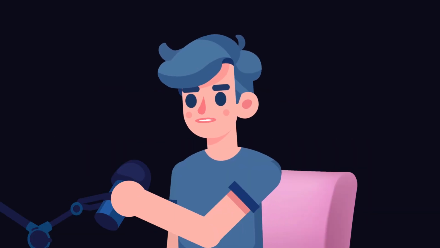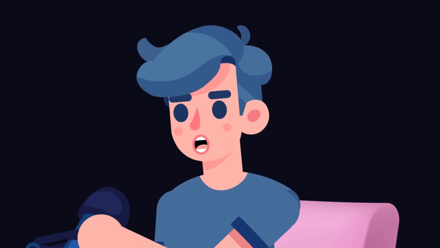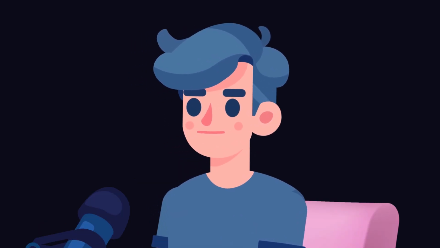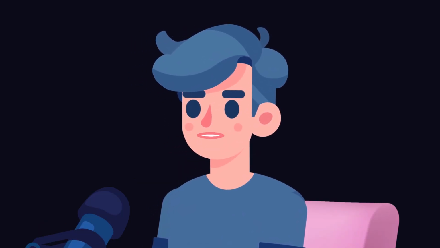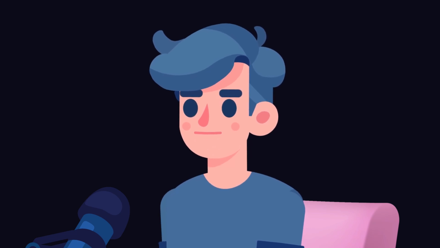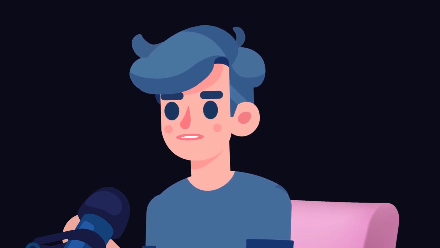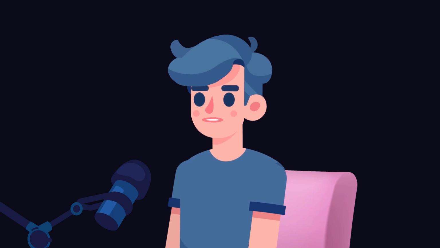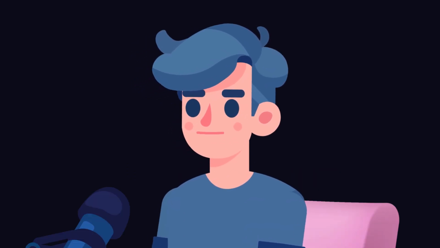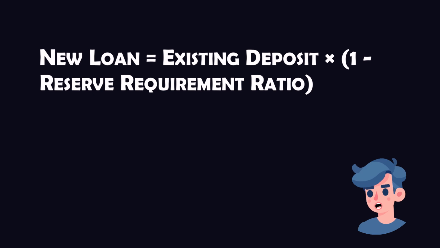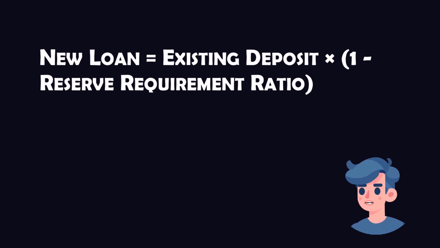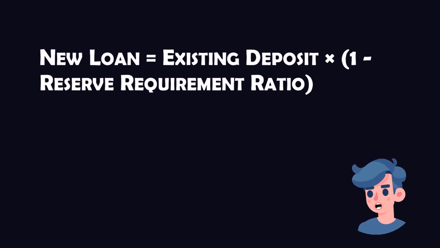Now, let's talk about fractional reserve banking. In this system, banks are required to keep only a fraction of their depositors' funds in reserve, lending out the rest. This means that for every dollar deposited, banks can lend out multiple dollars, thereby creating more money. For instance, if the reserve requirement is 10% and someone deposits $1,000, the bank can lend out $900 of that deposit. This $900 can be deposited in another bank, which can then lend out $810, and so on.